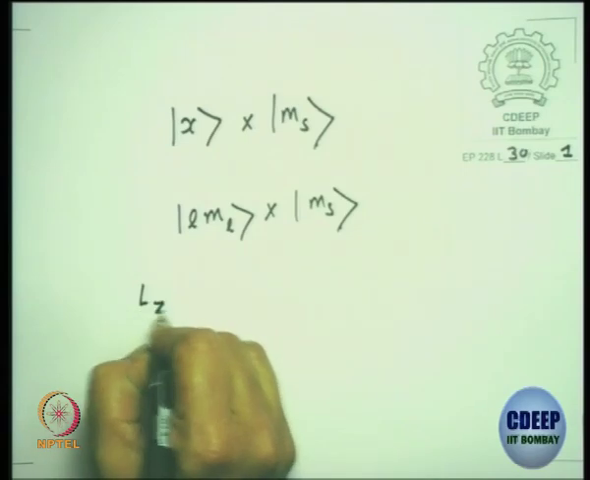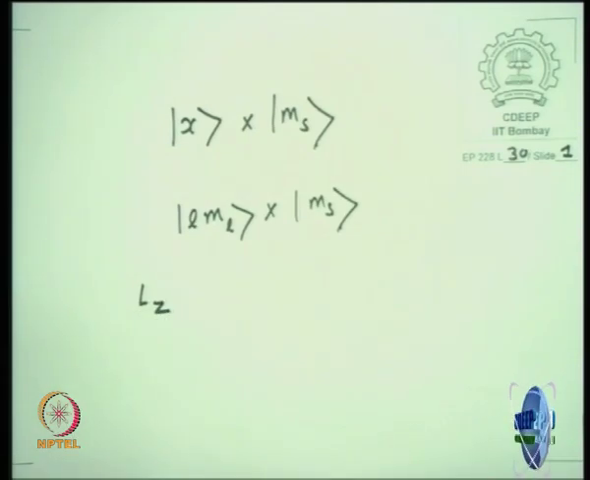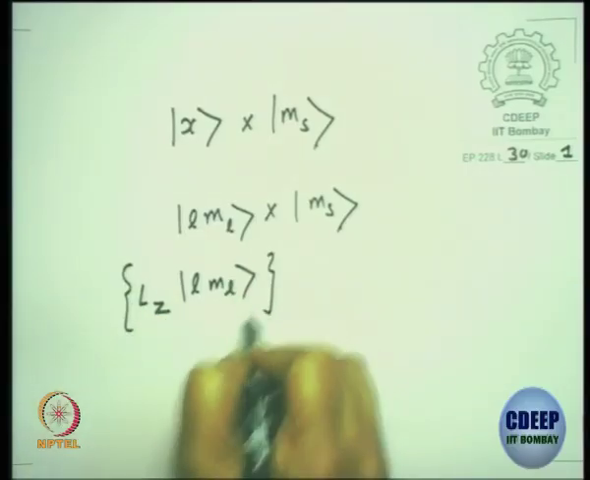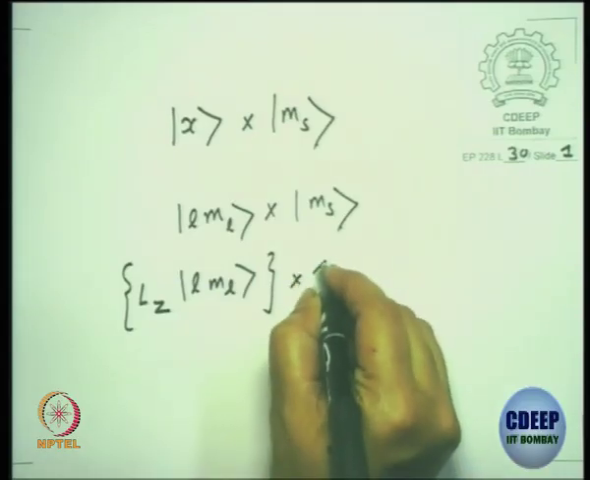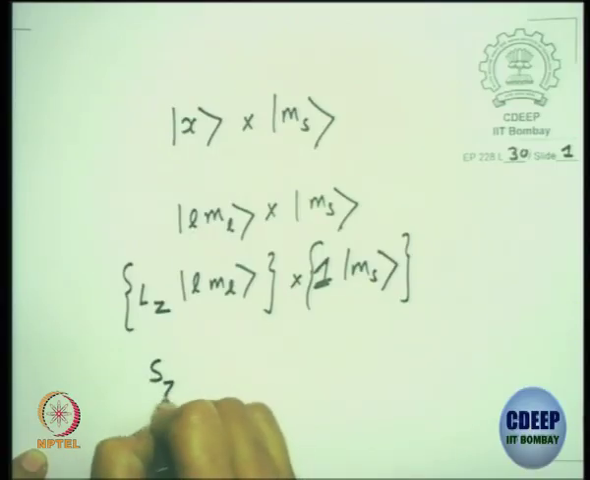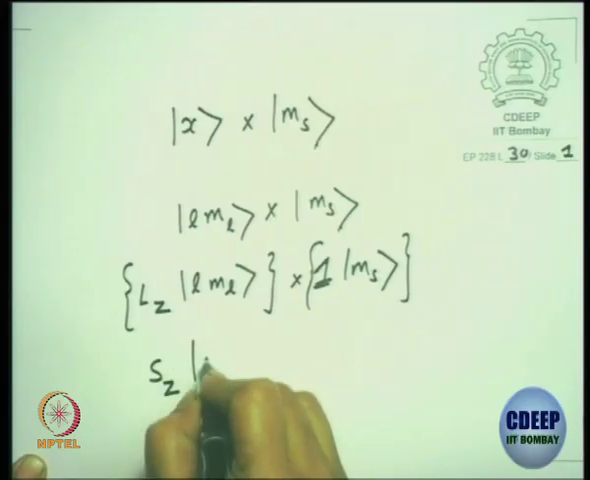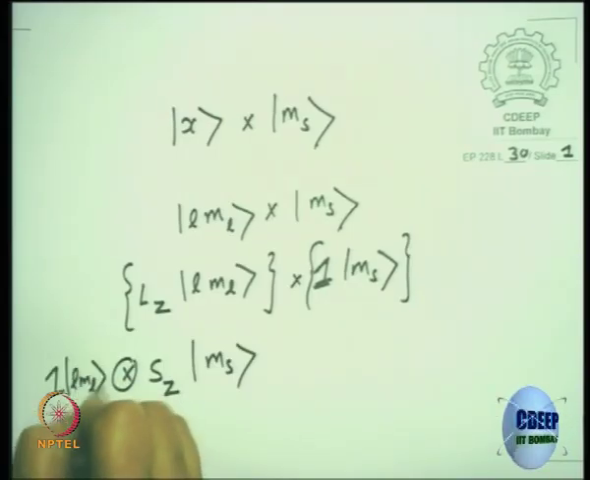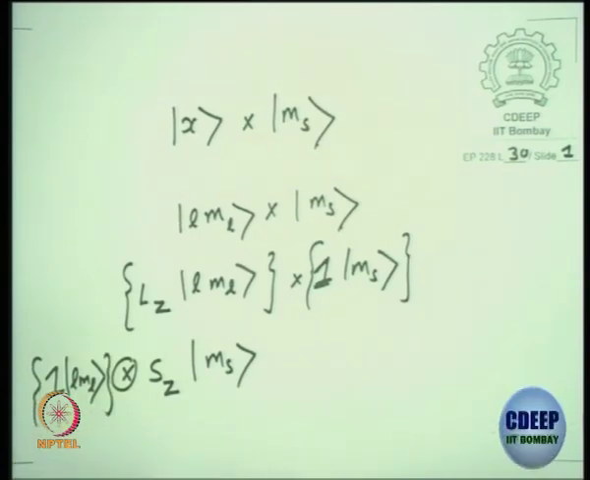When I want to do Lz, it will operate on |l, ml> and it will be like an identity operator on |ms>. Suppose I do Sz, it will operate on |ms> and it will be an identity operator on |l, ml>. Clear? So, even though I write the Sz operator, it will go and operate on the respective state in the direct product space. So, this is the meaning of the Lz operator in the direct product space.